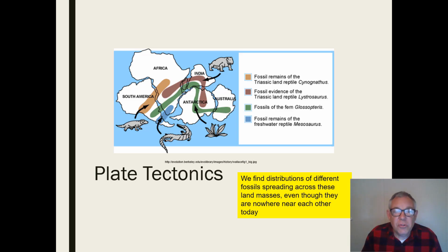And if we look at the distribution of many other fossils, we can see similar patterns. We can see patterns where they're distributed from, say, South America to Africa or through to India. This image shows several different types of organisms, and that's how they're distributed today. Well, how do we explain that? Well, all those continents used to be connected. And that's the idea of plate tectonics, that they are now moving apart, even though they're nowhere near each other today.